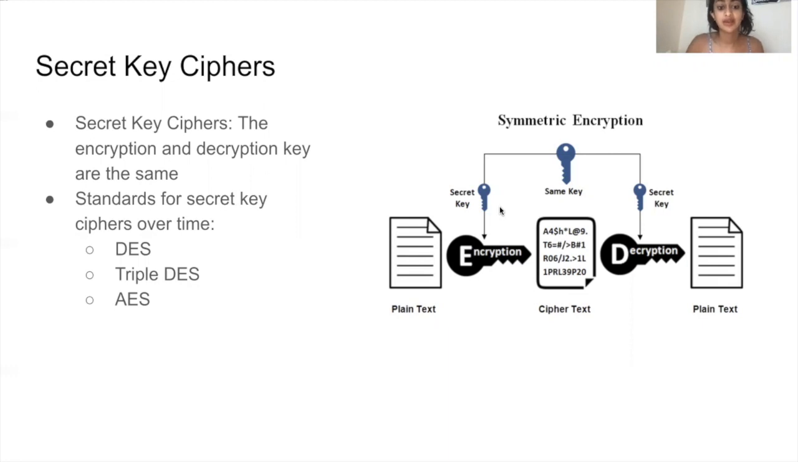Originally it was designed by researchers at IBM in the early 1970s. It was adopted by the US government as an official federal information processing standard in 1977 for the encryption of commercial and sensitive government computer data.